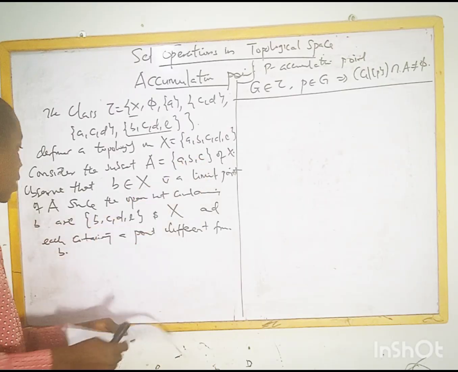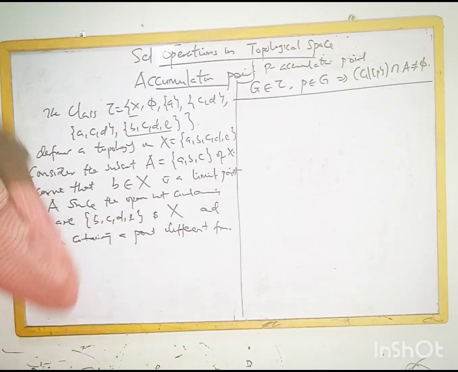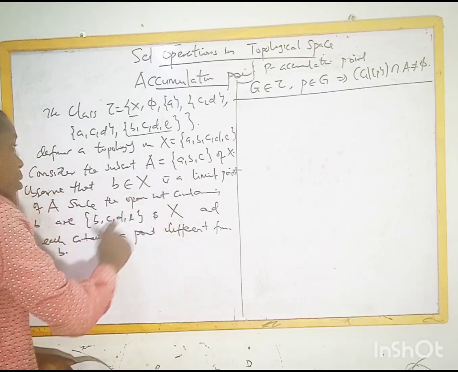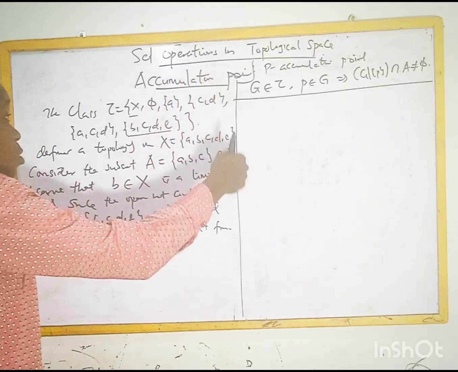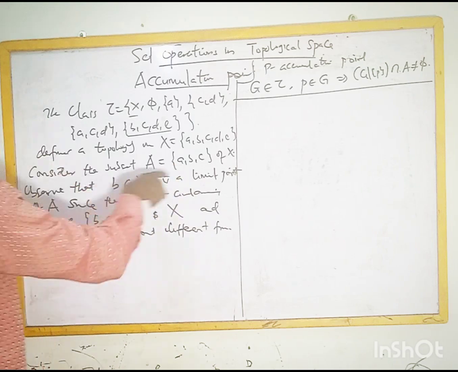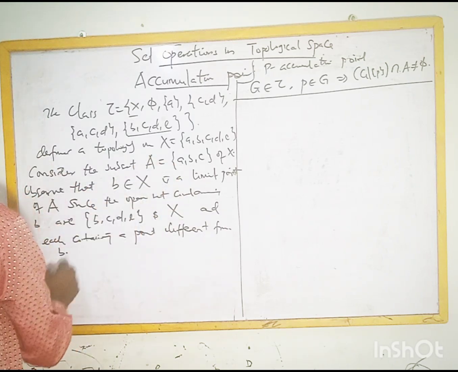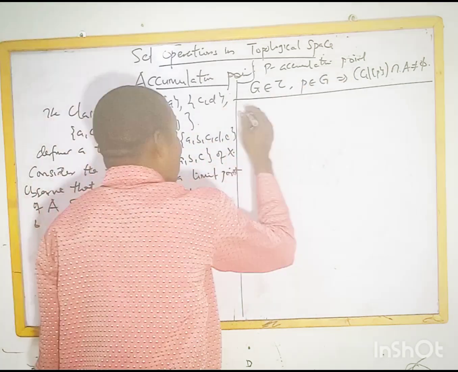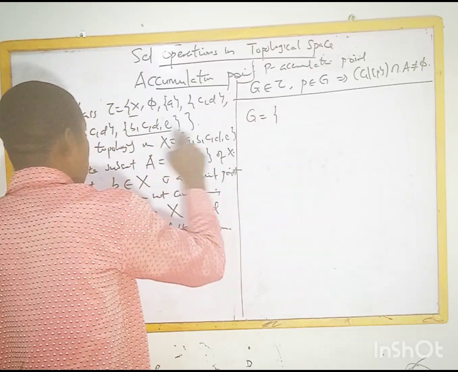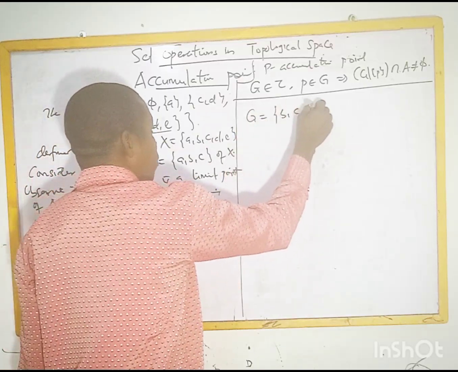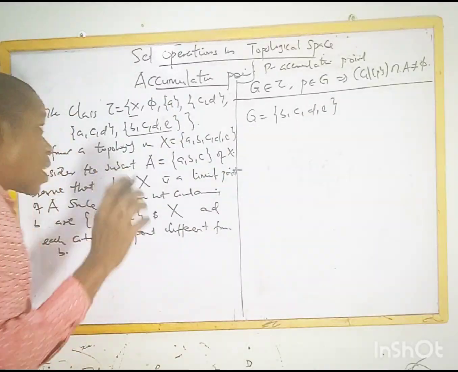If we are trying to say that, let's start from B. B is the main point of it. That is all the elements from here, whether they are the main point or not. Now, if we pick, based on this definition, my G is B, C, D, E.